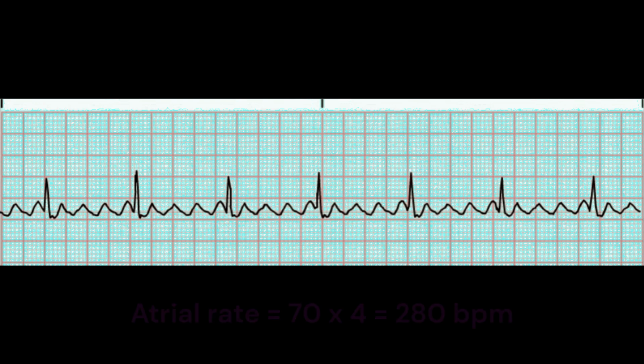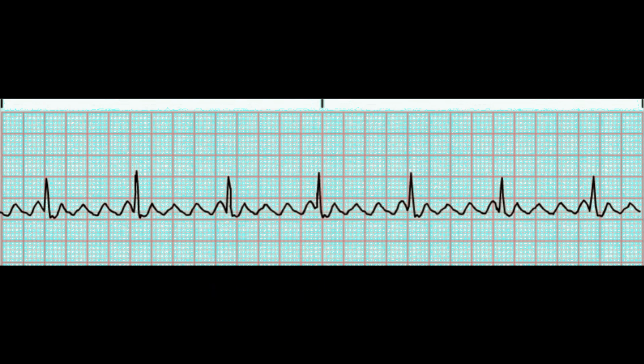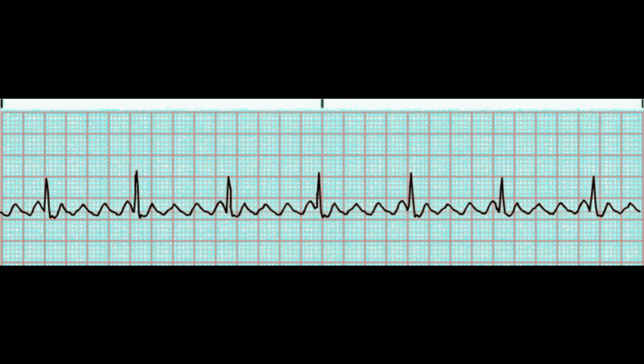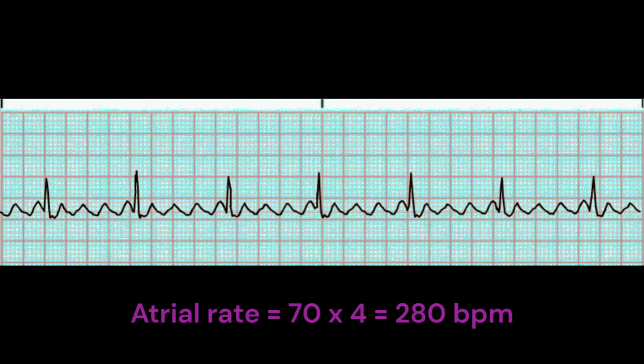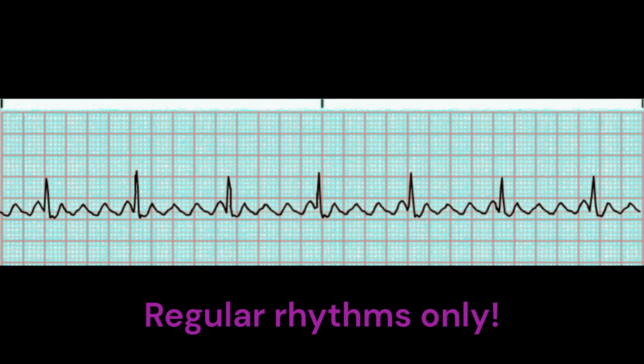to each QRS complex. So in this example, there are 7 QRS complexes in this 6-second strip, which we multiply by 10 and get 70 beats per minute. Next, we determine the P wave to QRS ratio by counting the number of P waves before each QRS complex. And in this example, there are 4 P waves to each QRS complex. Since we have the ratio, we can multiply 70 by 4, which gives us 280, which is the atrial rate. It should be noted that this is only possible if the rhythm is regular.